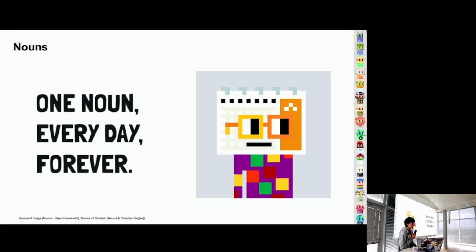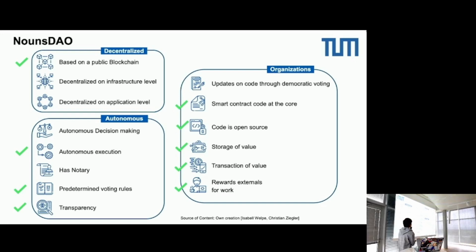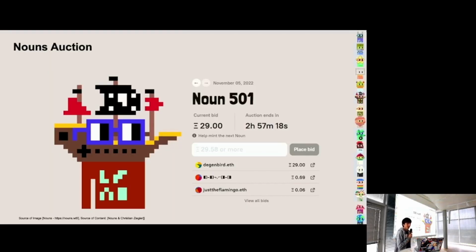Then, Nouns DAO. It works very differently because this one doesn't really have a business model, but it's really decentralized. Looking at Nouns DAO, they don't do updates on smart contract code. Otherwise, same as Maker. What do they do? There is an auction. So, for every day of the year, forever, there is one noun getting generated on-chain. So basically you go to the Nouns website and there is a different NFT each day that is auctioned away to the highest bidder. And then when you win the bid, you get the NFT and you get to take part in the proposal.